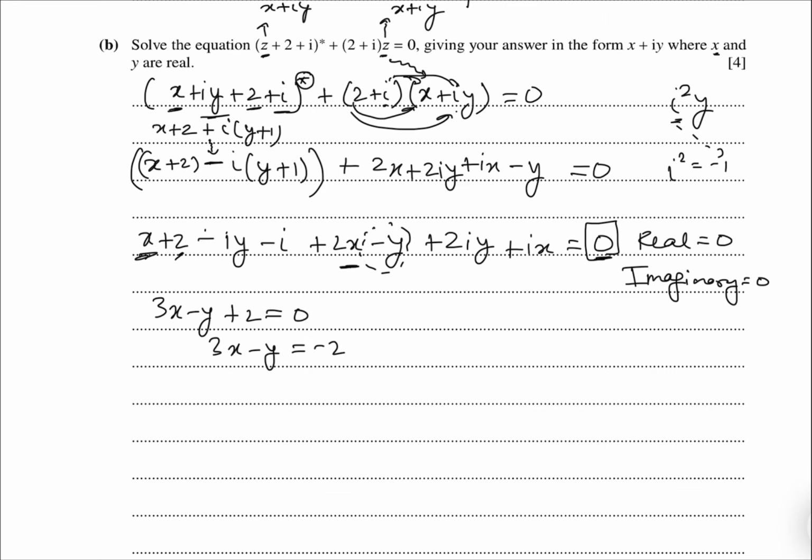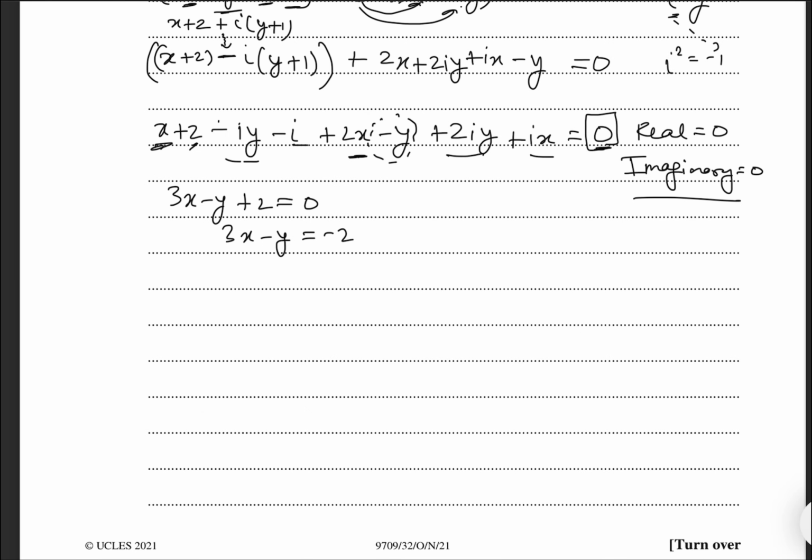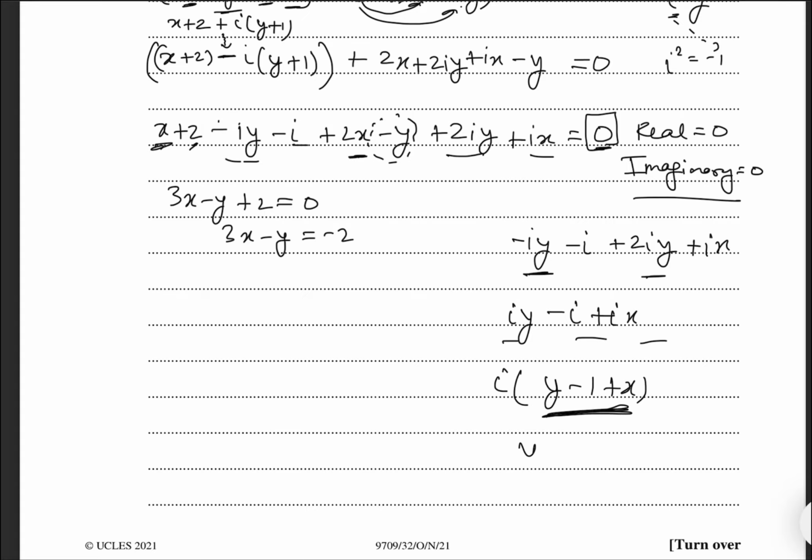Now let's look at the imaginary part. What is the imaginary part? Minus iy minus i plus 2iy plus ix. So minus iy plus 2iy is iy. Very good. Minus i plus ix. Can I take i common from here? If I take i common, y minus 1 plus x. Now this part is imaginary, it will also equal 0.